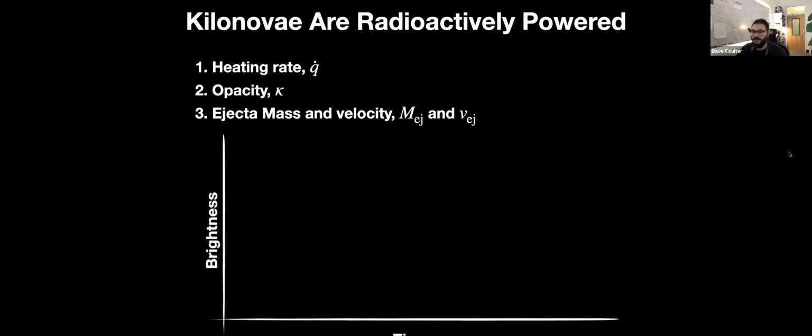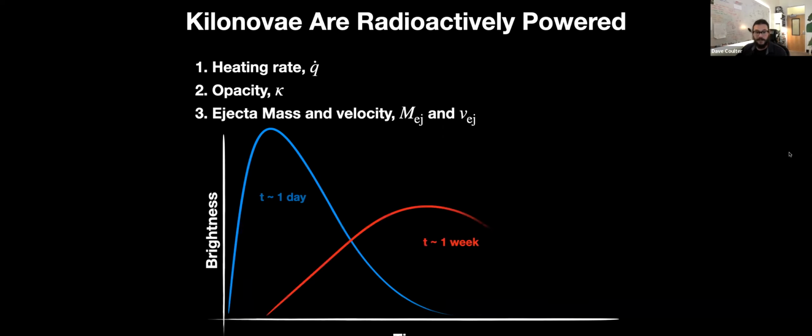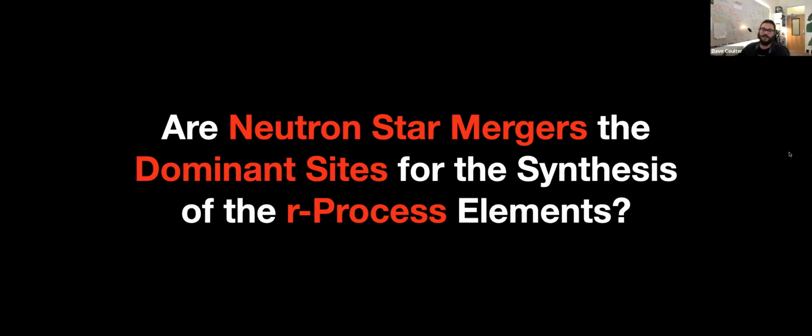So this is brightness versus time. And for something that had a very low lanthanide fraction or lanthanide free, you have very fast evolution of that light curve. So the light can escape, it's going to be blue, and you infer that that's going to have a high YE, versus something like a kilonova that it's going to be polluted with lots of lanthanides and take longer to evolve. So with this framework in mind, we can think about this question: are neutron star mergers the dominant sites of the R process?